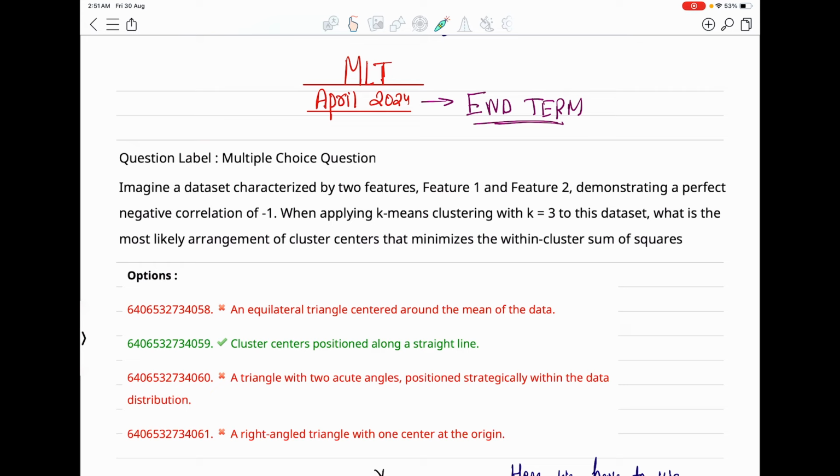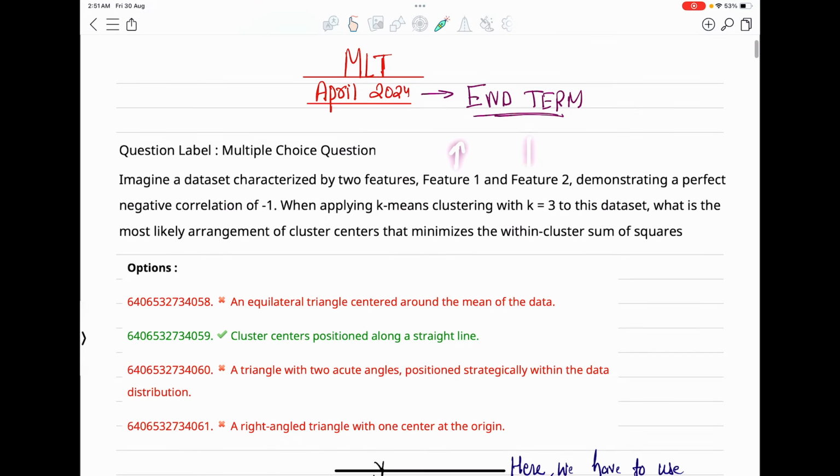Okay, so let's start the video with the very first question, that is, imagine a data set characterized by two features, feature 1 and feature 2, demonstrating a perfect negative correlation. Okay, there is a perfect negative correlation. That means that feature 1 and feature 2 are negatively correlated, so if one increases then the other will decrease.